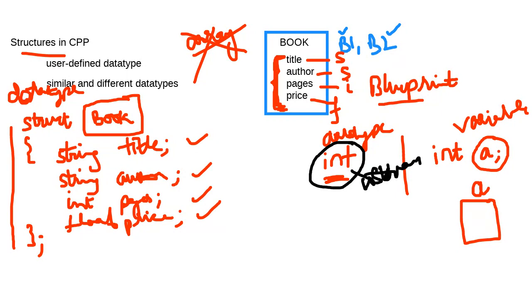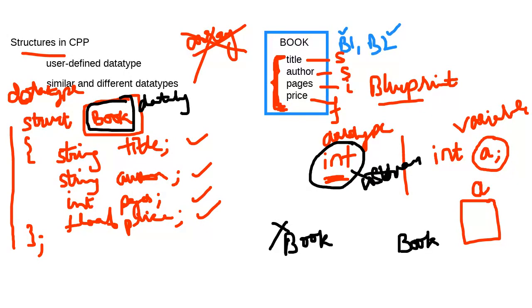But on the other hand, when I talk about this book, this is also a data type. But the difference is that the definition of this data type is given by me, right? So if I write book, will any memory be associated with it? No, because this is just a data type. So when is memory associated? When I create the variable of this data type, book B1. Do you get my point?